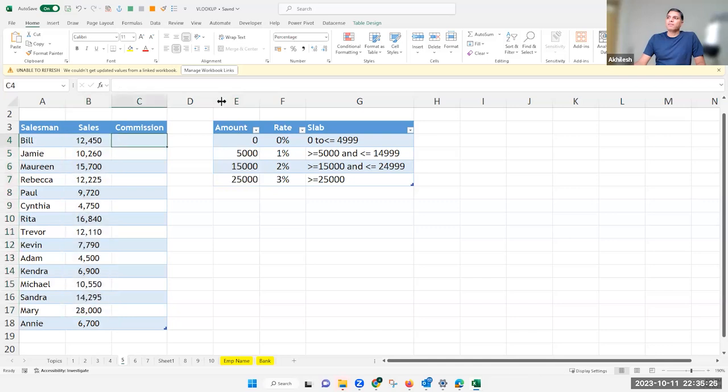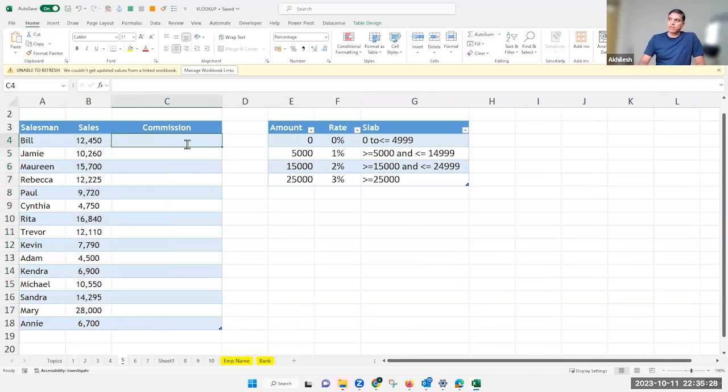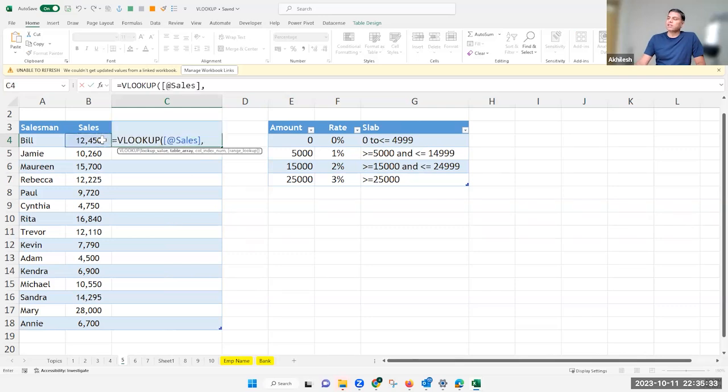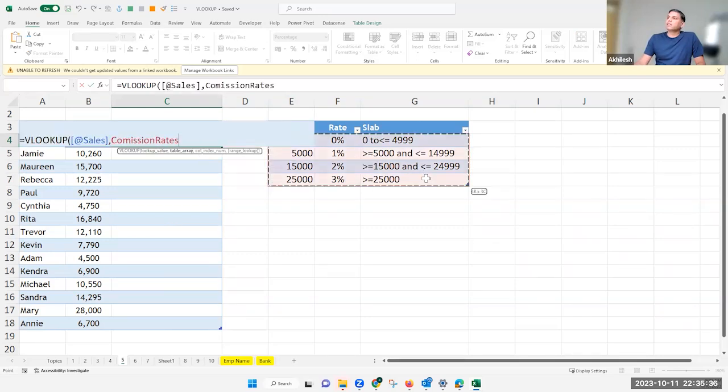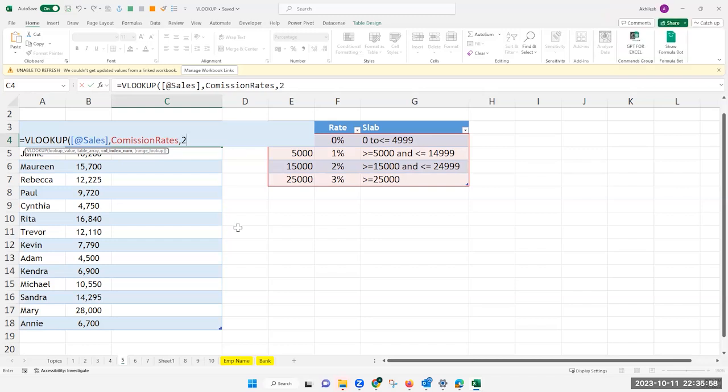Now, if I write my VLOOKUP formula here, equal VLOOKUP, I am looking for this sale, where maybe this is my table, which is named commission rates, or you can use these three columns also. That's also fine. But because the table is there, I would like to use my table. Comma, which column will give you the percentage rate of commission in this table? Second column. Rate. So numerically, it is second column.